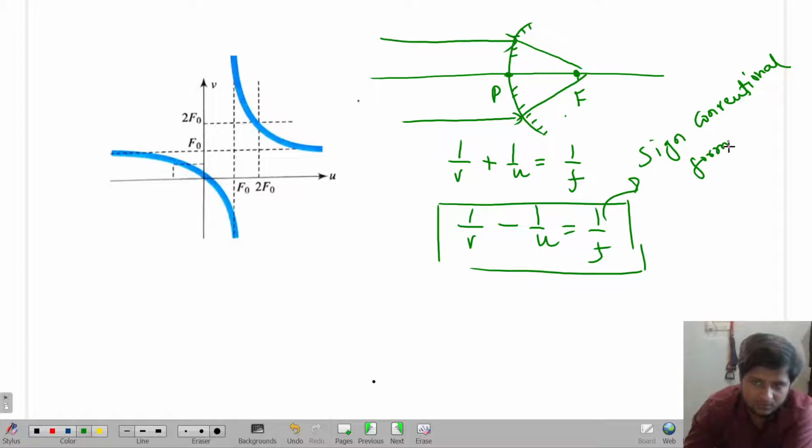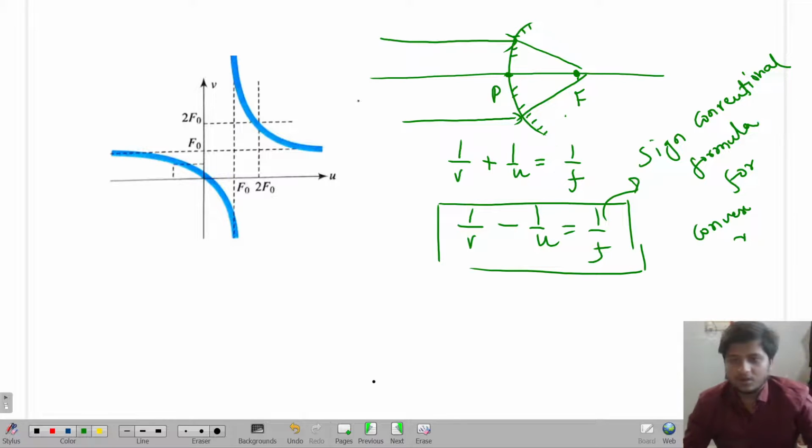Sign convention formula for convex mirror.